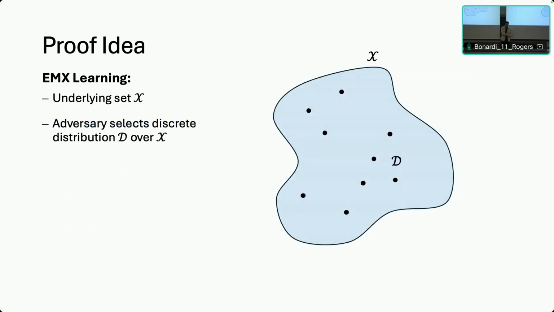So let me give you the proof idea. Ben-David et al. showed that something called EMX learning can be undecidable, can have very nasty properties. EMX learning is phrased in the following way.